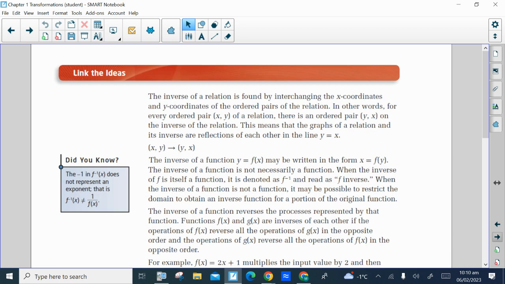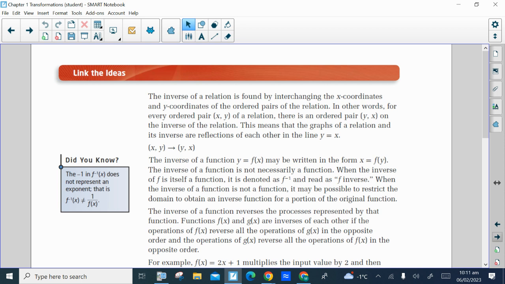So on the next page, the inverse of a relation is found by interchanging the x coordinates and the y coordinates of the ordered pair of a relation. In other words, for every ordered pair x comma y of a relation, there is an ordered pair y comma x. So you see x comma y becomes y comma x. You switch the x and y around.